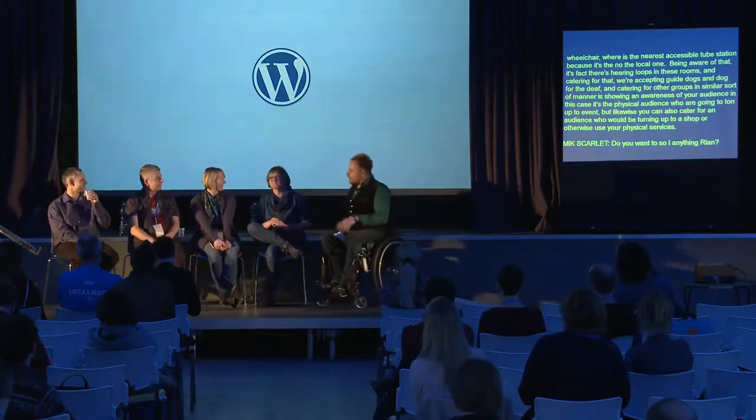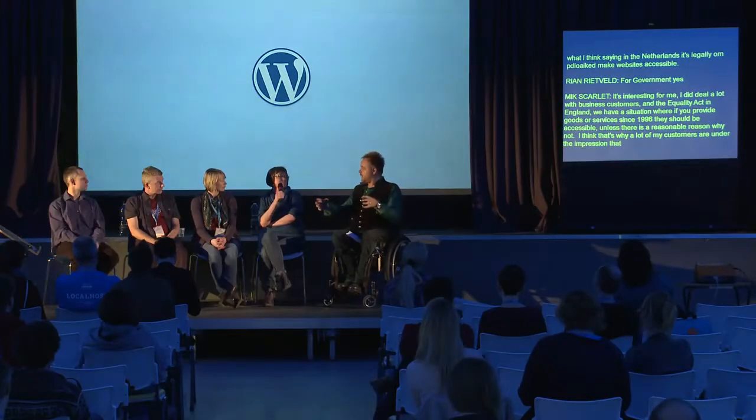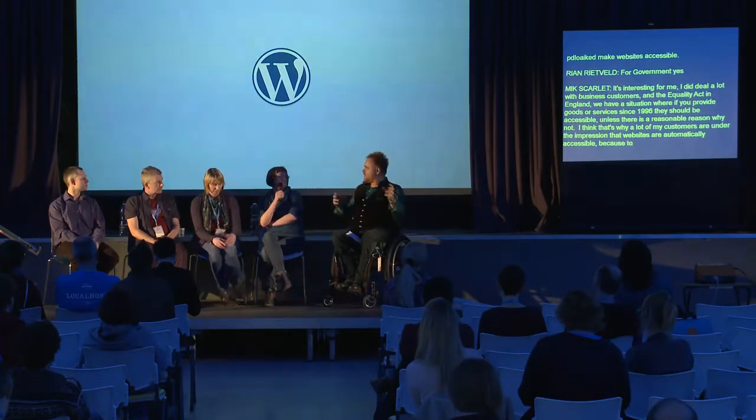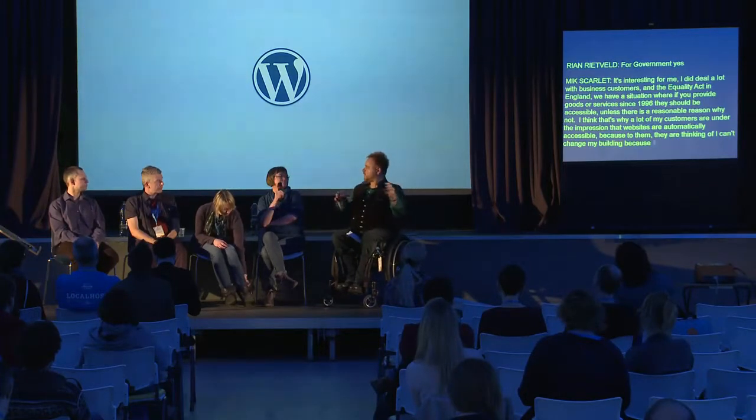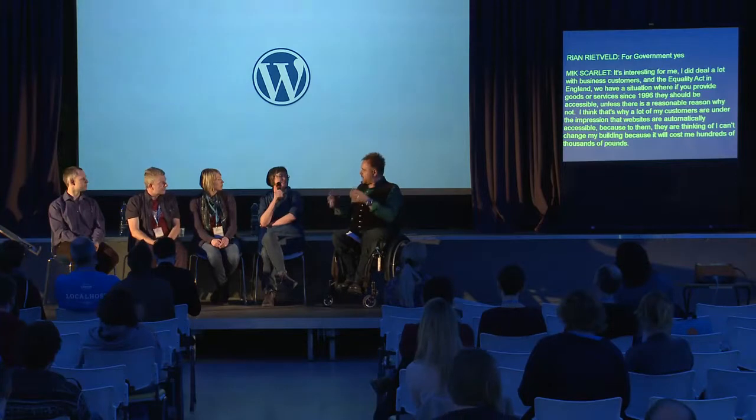There you go. One of the things you were saying, Rian, was that in the Netherlands, it is legally obliged to make websites accessible. For government, yes. For government websites. It's interesting for me, because I deal a lot with business, I meet a lot of business customers, and under the Equality Act in England, we have a situation where if you provide goods or services, since 1996, they should be accessible unless there is a reasonable reason why not. And I think that's why a lot of my customers are under the impression that websites are automatically accessible, because to them, they're thinking, I can't change my building because it's going to cost me hundreds of thousands of pounds. What barriers are there to making a website accessible?